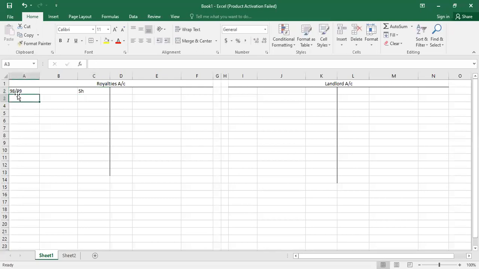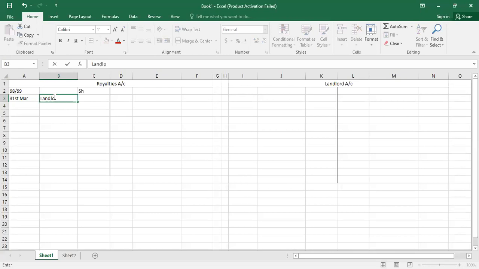So our first entry will be debiting the royalties account and crediting the landlord's account. So this is our year one. We expect that at the end of the year, which is 31st March, that's when we are closing the year, 1999. We are going to debit the royalties account.